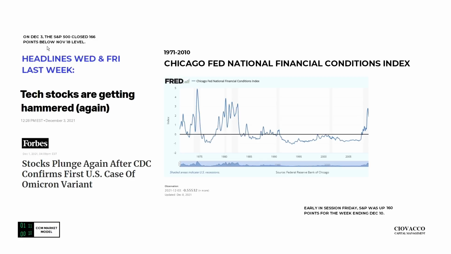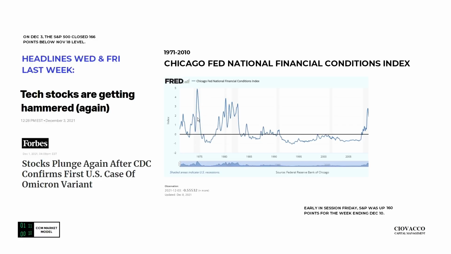A week ago, on Friday, December 3rd, the S&P 500 closed 166 points below the recent high that was made on November 18th. This is a headline here from December 3rd, where my cursor is, a headline here from December 1st. As we've covered in past videos, one of the things that we want to keep an eye on when markets are weak are financial conditions or access to credit. This is the type of spike look here that we want to avoid.